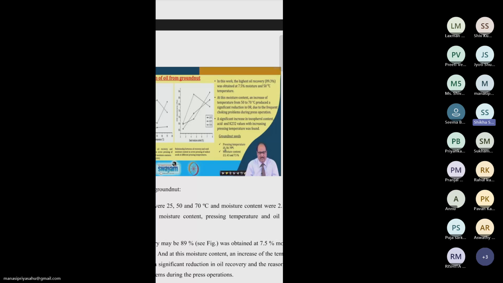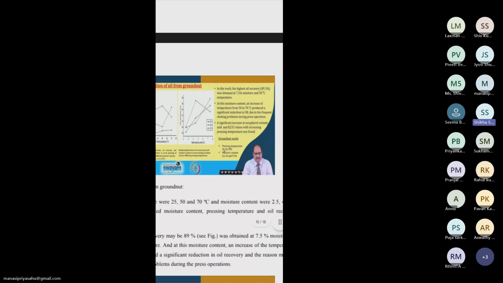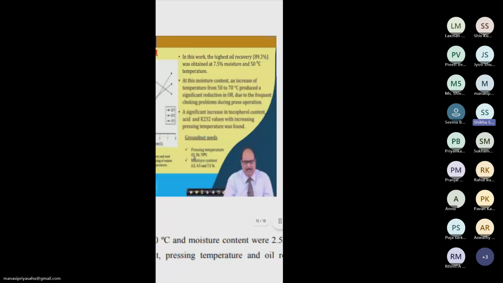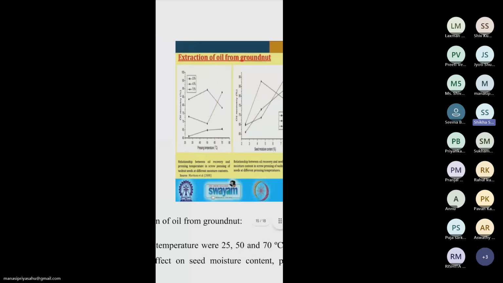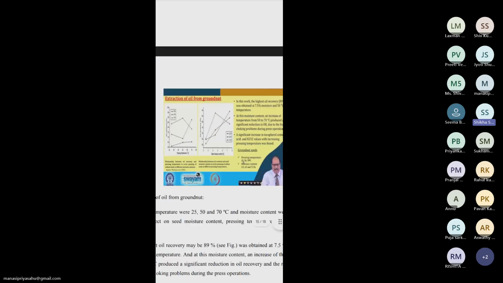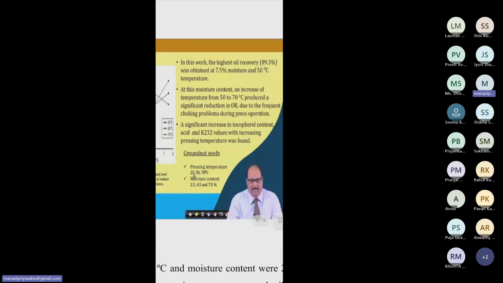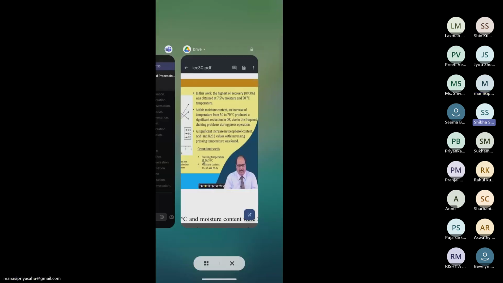Actually, I'm not able to see properly. Is your screen visible to me? You tell me the slide number, then I'll clear your doubt, because I'm not able to see, or it's very small. Third paragraph: a significant increase in tocopherol content and K232 value with increasing pressing temperature was found.